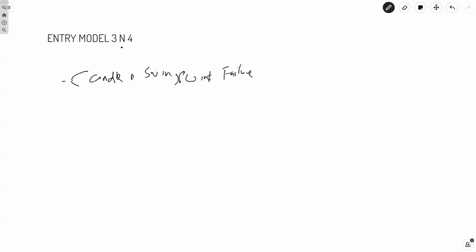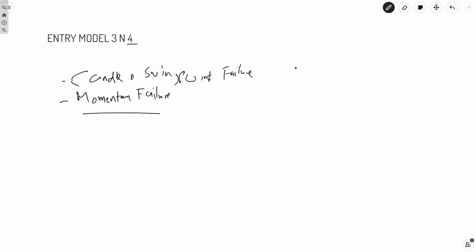But for the type 4, we call it momentum failure. So they'll both be on the same spot. We call it the momentum failure for the entry model type 4. Now we'll be learning about the entry model type 3 and 4 at the same spot.